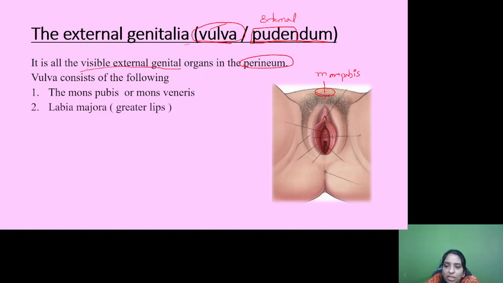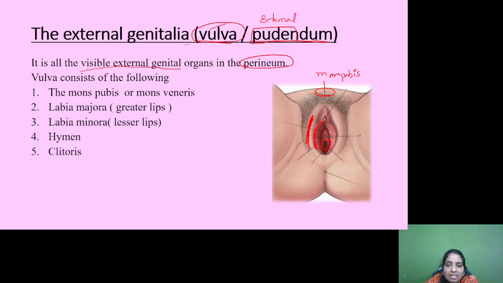Next is the labia majora. See, this is the labia majora, the greater lips. The next is the labia minora. See, this is the labia minora. These are also known as lesser lips. And next is the hymen. We'll come to know regarding this in the coming slides. This is the hymen, a piece of tissue which covers the vaginal orifice.